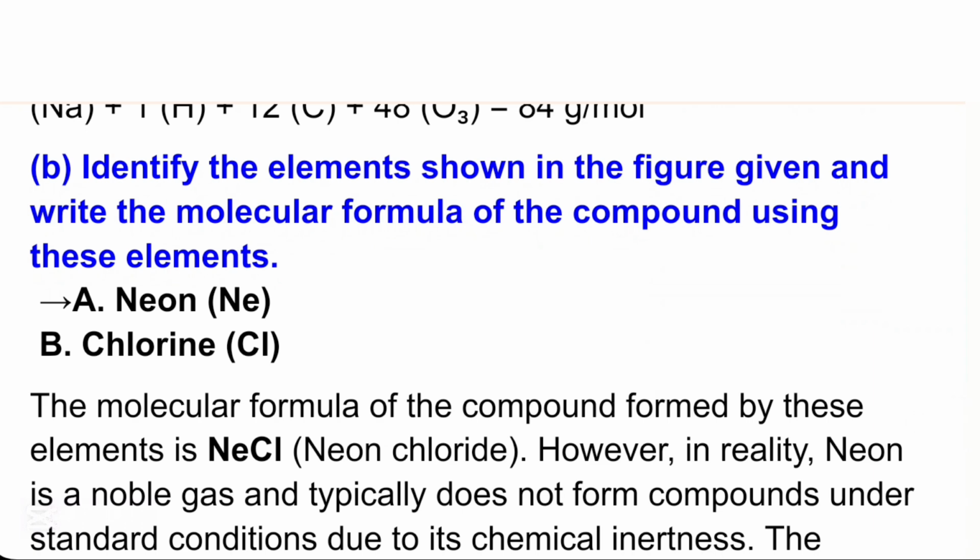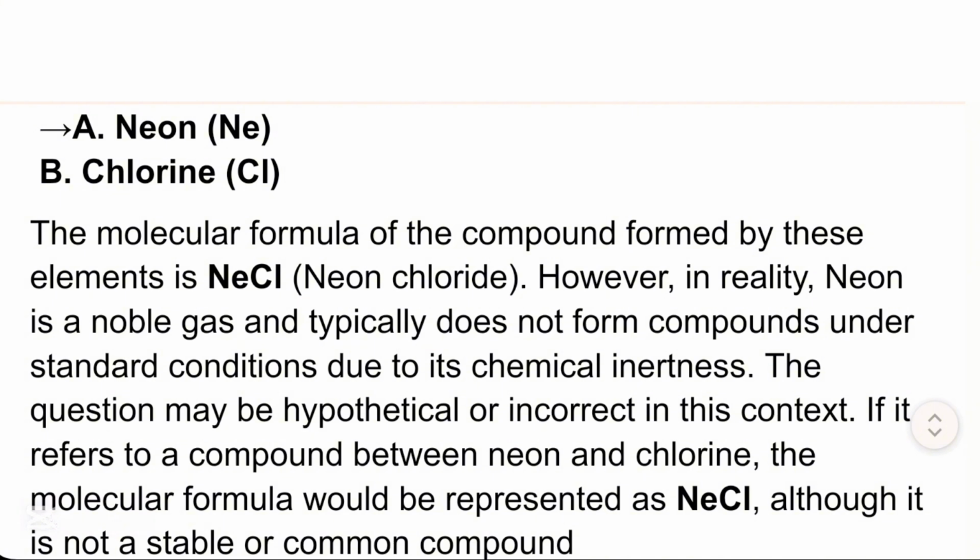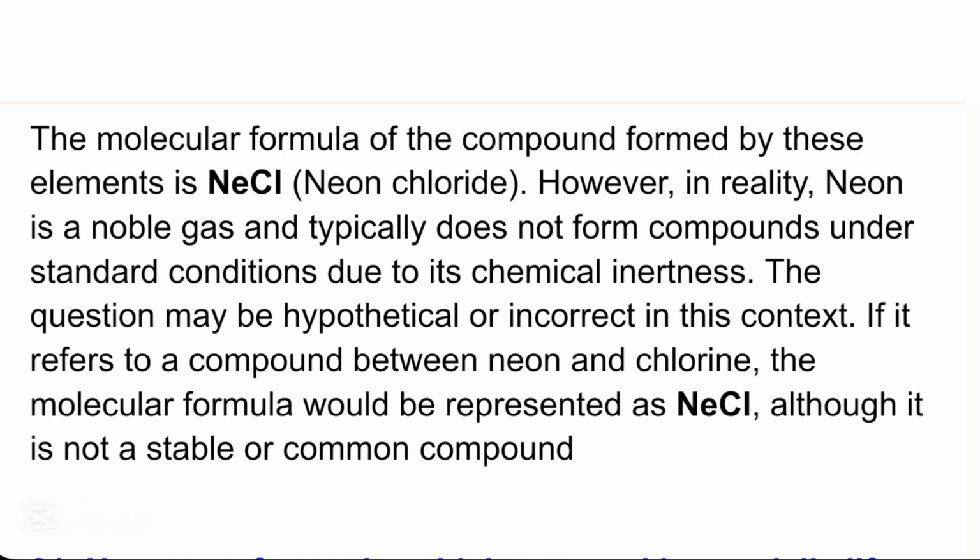However, in reality, neon is a noble gas and typically does not form compounds under standard conditions due to its chemical inertness. The question may be hypothetical or incorrect in this context. If it refers to a compound between neon and chlorine, the molecular formula would be represented as NaCl, although it is not a stable or common compound.